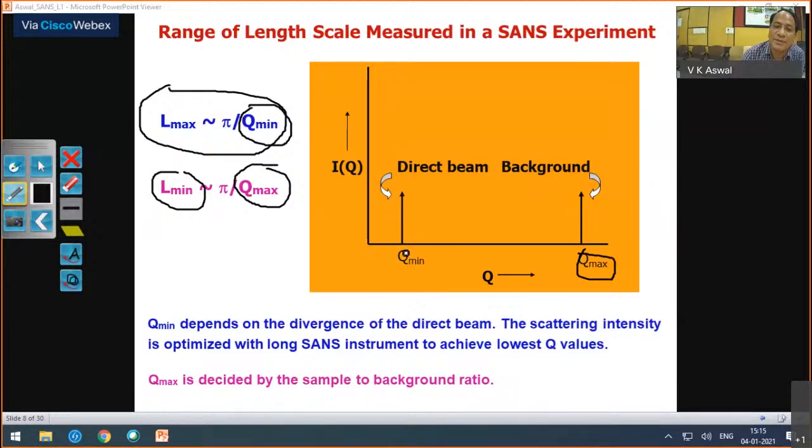So once you know these limits, Q minimum and Q maximum for your instrument, you can come to know the L minimum and maximum measured by your instrument. So when you approach different instruments to do experiments, it is important to know these limits actually. What is your length scale of interest? It could be just 10 nanometer, or it could be 1000 nanometer. And in that case, it is important to know these values of the instrument which you want to use.